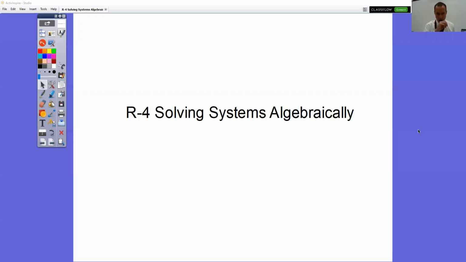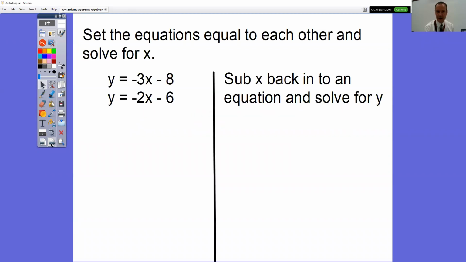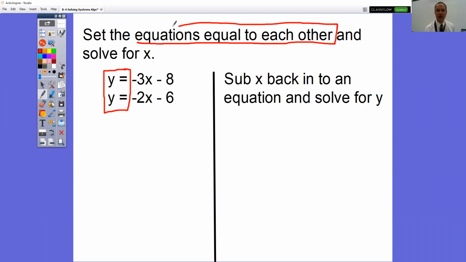This is a lesson for R-4, which is solving systems algebraically. There are 4 different types of questions that you're going to have today. The first type of question has y equals and y equals. The equations are already rearranged to have y equals and y equals. So all that you're going to do is set the equations equal to each other, and then solve for x.